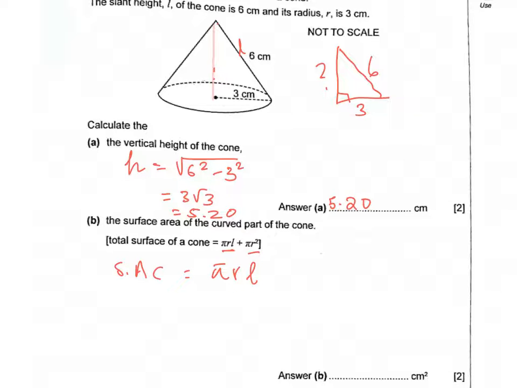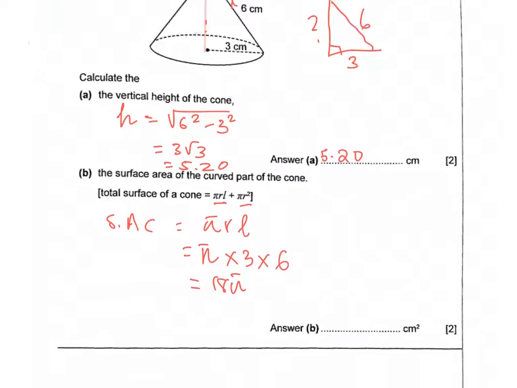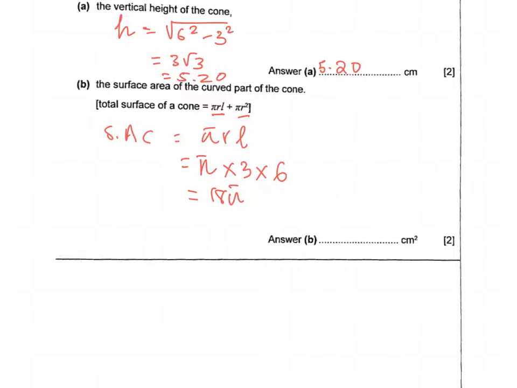So what we do now, we just substitute. We have pi, our R is 3, and our L is 6, and that gives 18 pi. And if you write it as a decimal, you get 56.5. Okay, and we go to the next question.